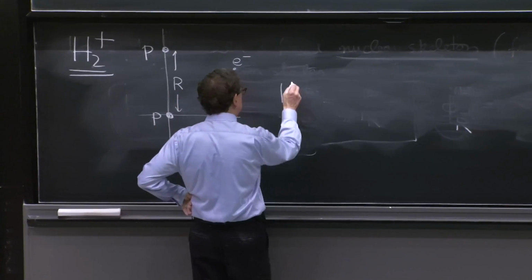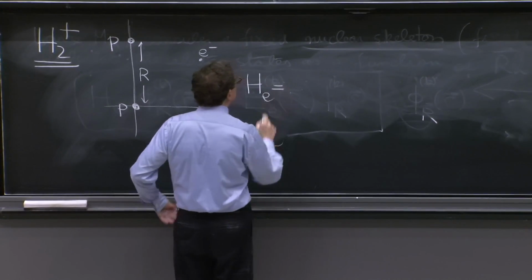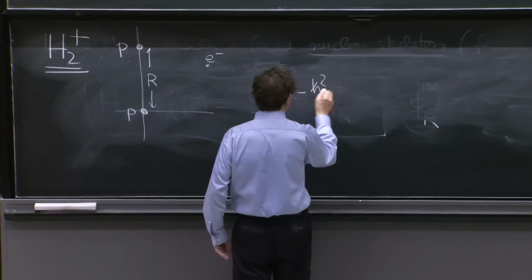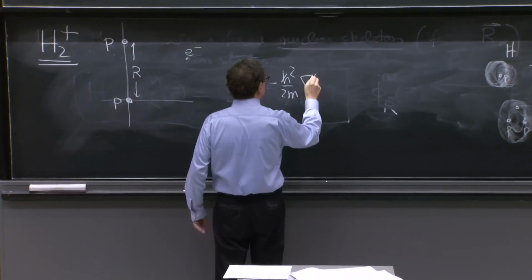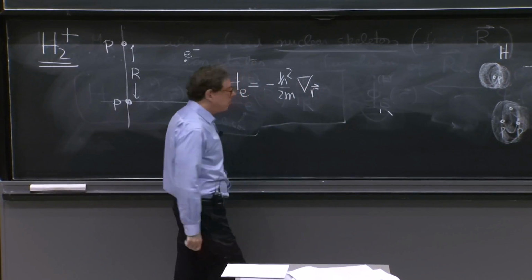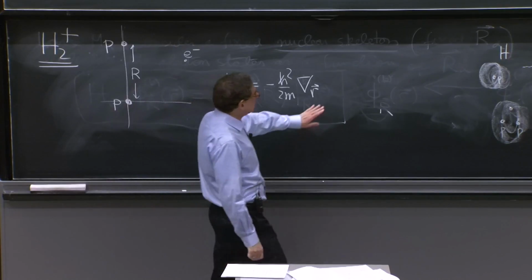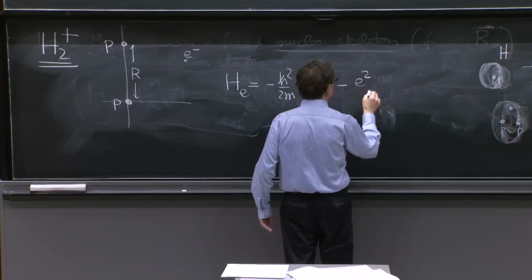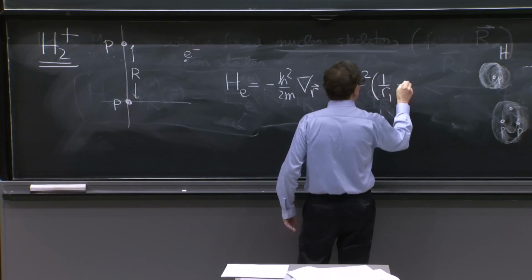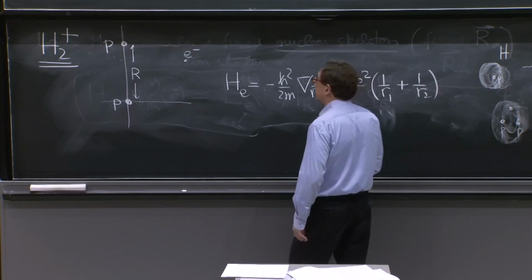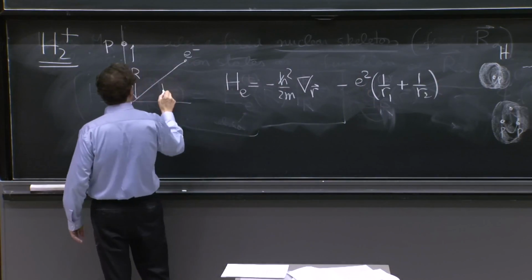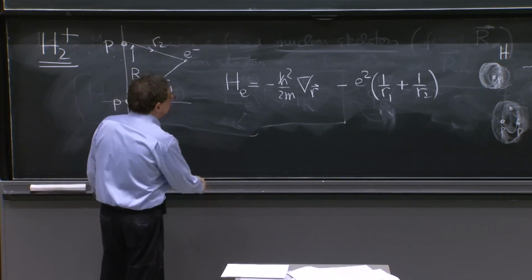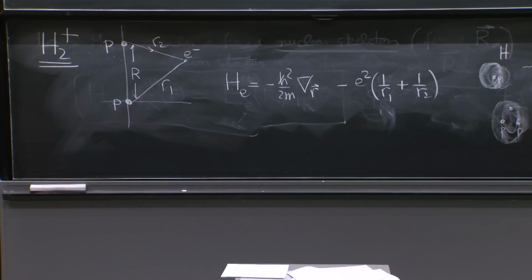What is the electron Hamiltonian in this case? The electron Hamiltonian is just 1 Laplacian here, minus h bar squared over 2m, for the electron variable. And then the potential, that is the interactions of the electron with the 2 nuclei. So if we call this distance R1 and this distance R2, that is the whole electron Hamiltonian.